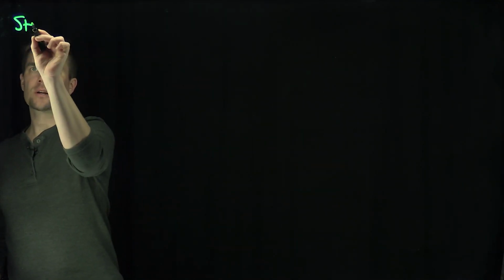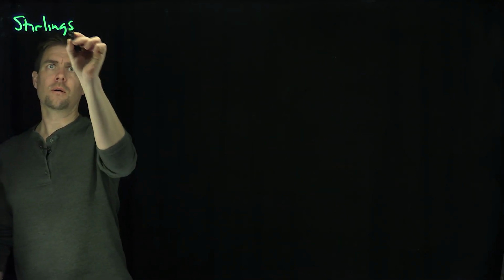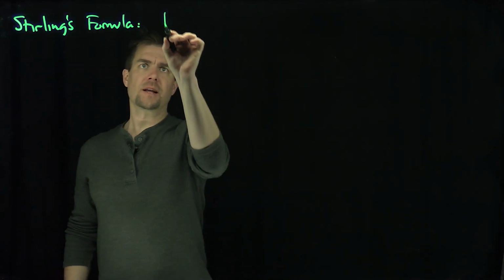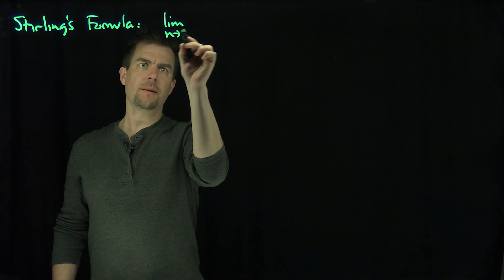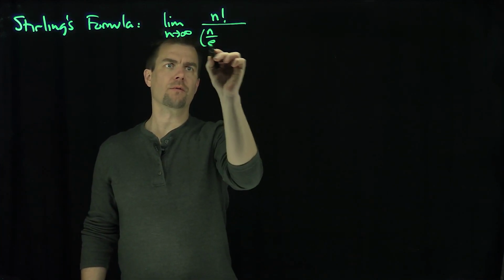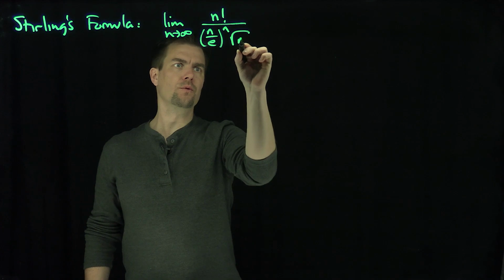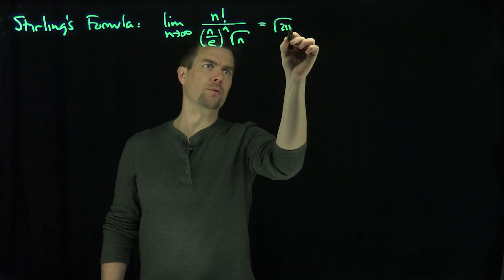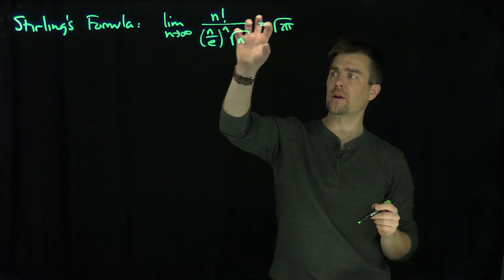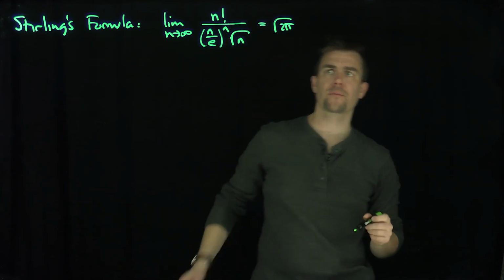Stirling's formula is an asymptotic result. It states that the limit as n goes to infinity of n factorial over (n over e)^n times root n is equal to the square root of 2 pi, okay? So in this video we're going to prove that this limit exists, and in another video we'll prove that it's equal to root 2 pi, okay?